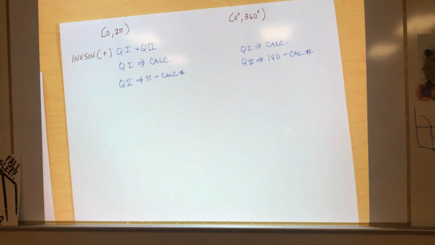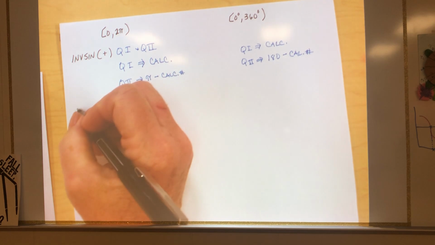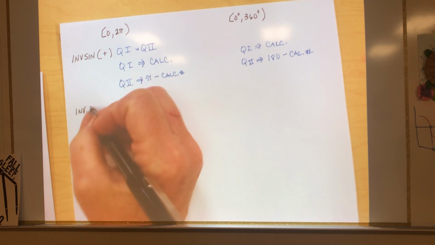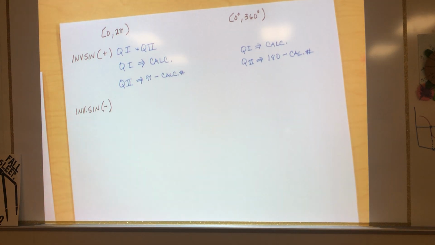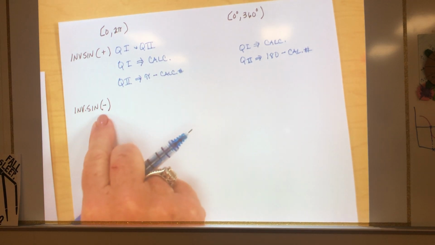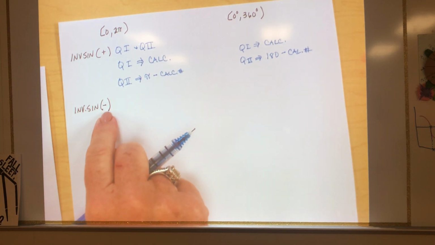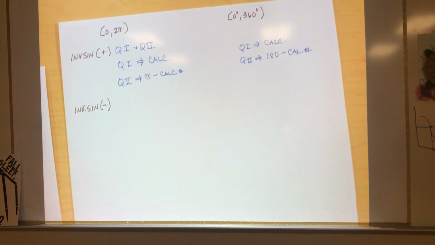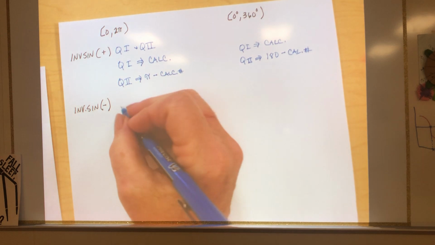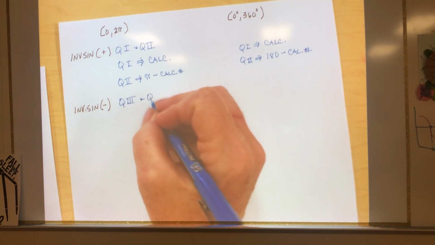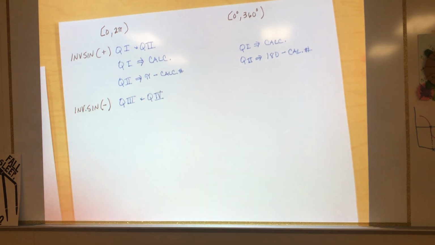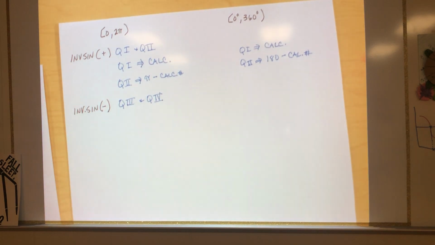I'm only going to do inverse sine, and then I'm going to go down and draw you a picture and see if that helps some, and we'll work some problems to find out. So what if it's an inverse sine of a negative number? What quadrants is it going to be in? Three and four.